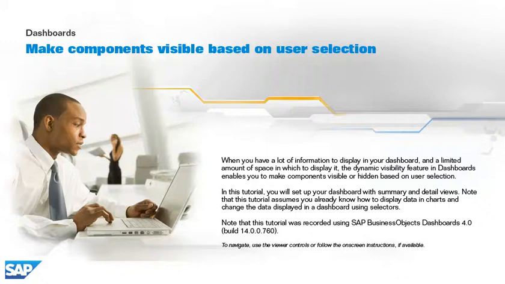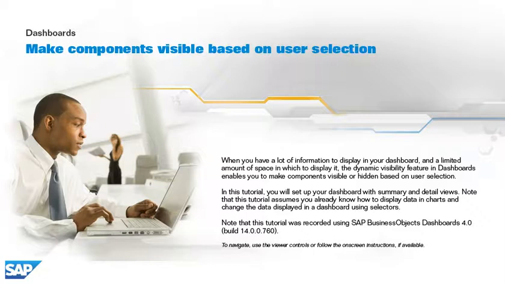When you have a lot of information to display in your dashboard, and a limited amount of space in which to display it, the dynamic visibility feature in dashboards enables you to make components visible or hidden based on user selection. In this tutorial, you will set up your dashboard with summary and detail views.